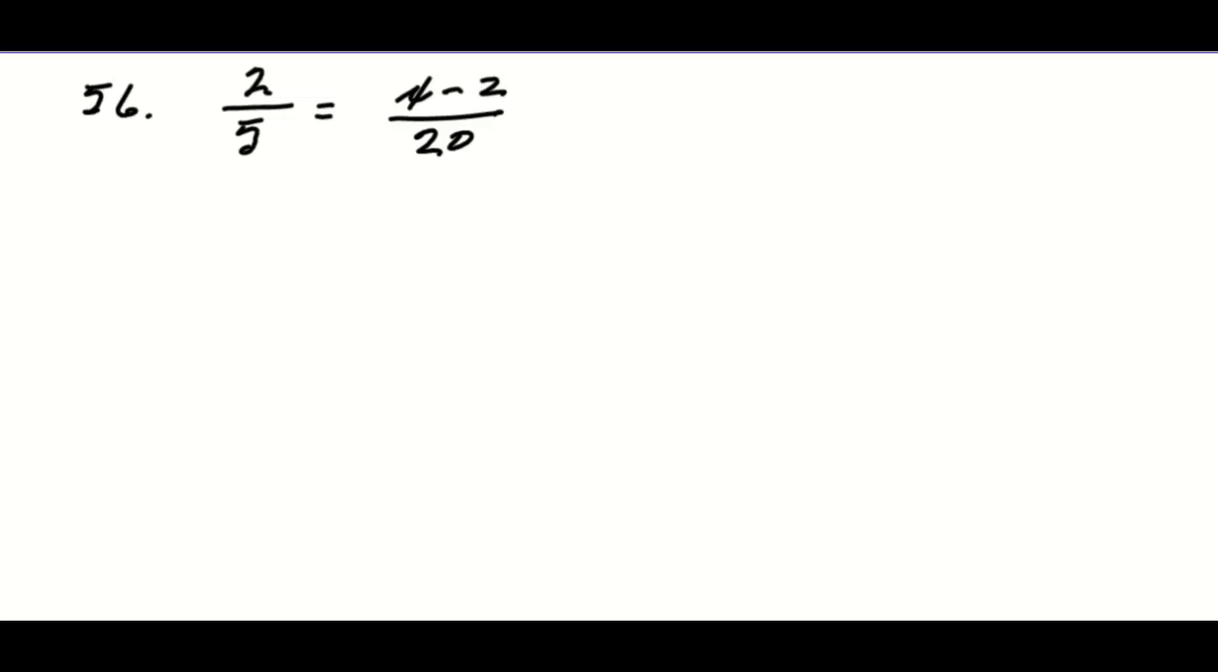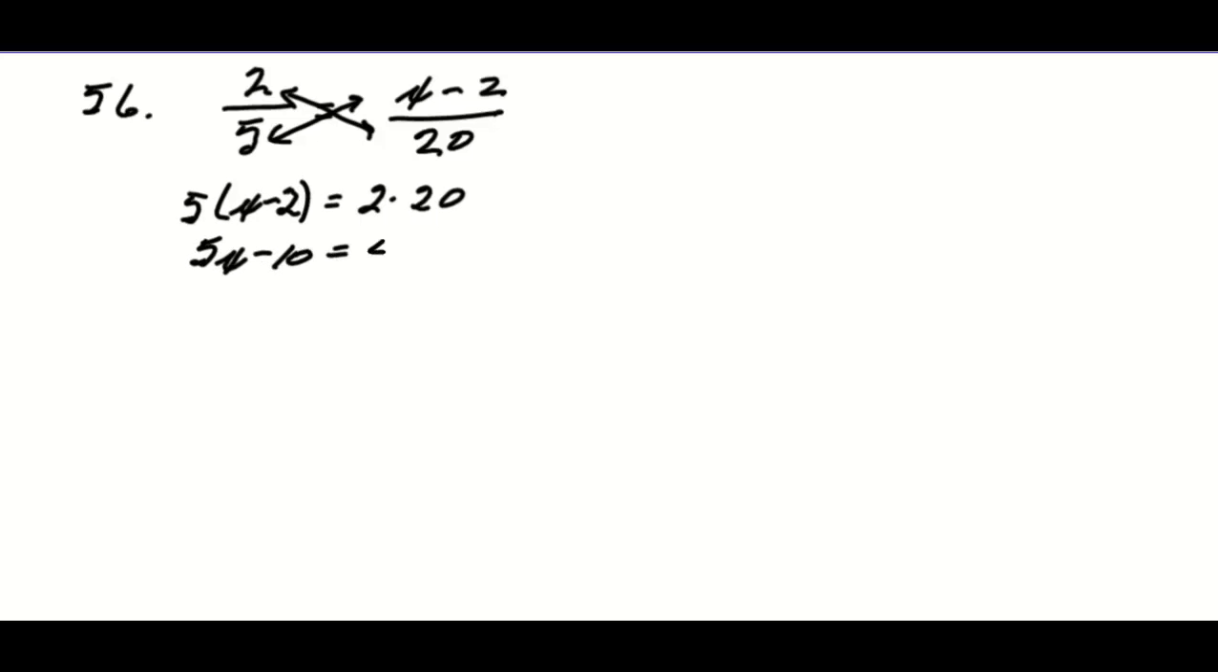Now, if you recall in solving proportions, what we're going to do is called cross multiply. And what I like to do is always put my variable on the left. So if I take the denominator of that first fraction, 5, and multiply it by x minus 2, then on the right, I'm going to take 2 times 20. What I get is 5x minus 10 equals 40.